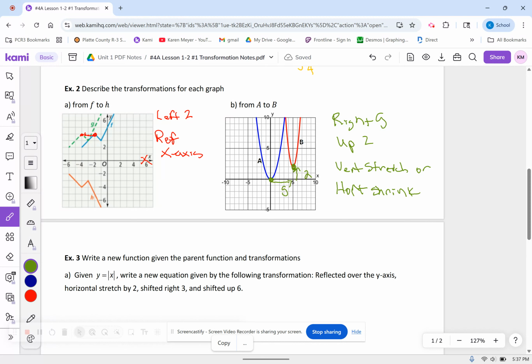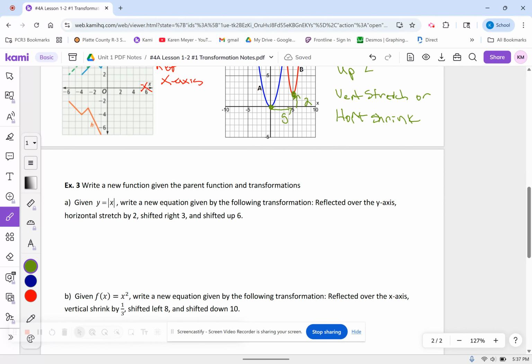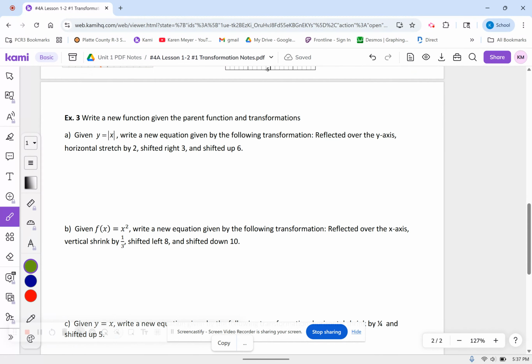All right, flip it over to the back. On the back, this time we're going to go backwards. I tell you what type of function you're going to write the equation for, and then I give you all the transformations.